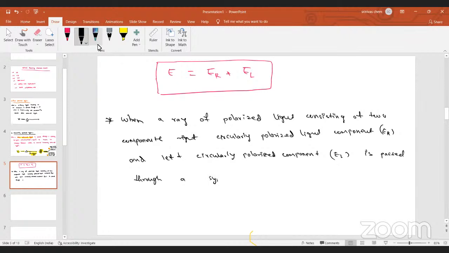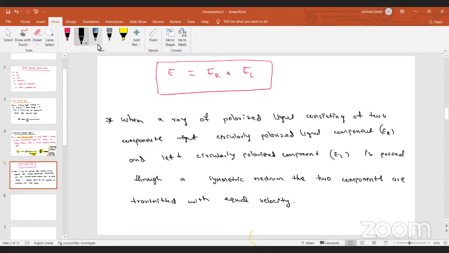symmetric medium. So the two components are transmitted with equal velocity. Symmetric medium. So then the two components are transmitted with equal velocity. So listen. So therefore, there is no rotation of plane polarized light.